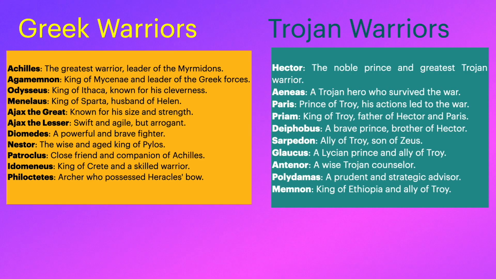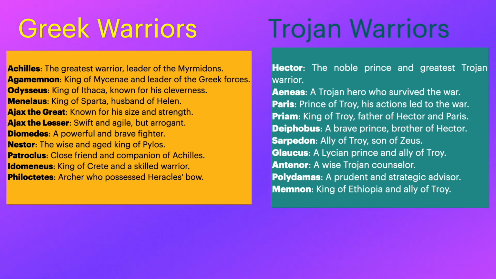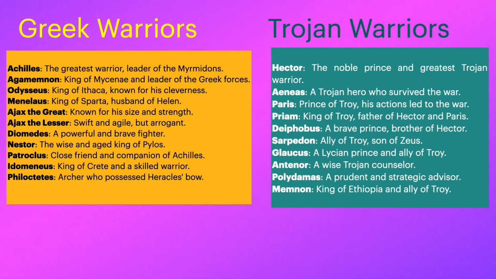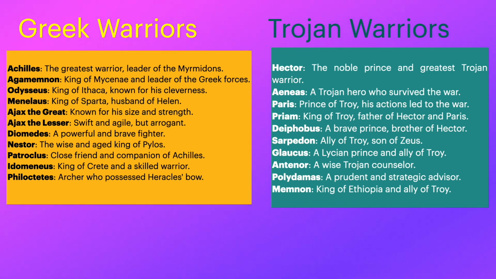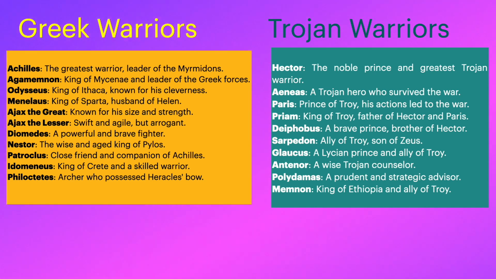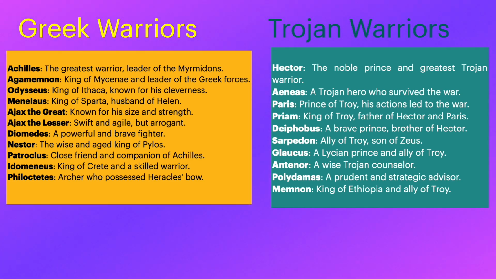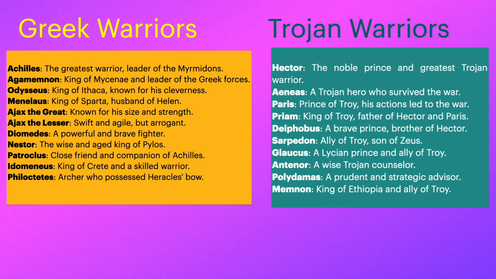From the Trojan side, we find a couple of warriors and they also played a very important part in the Trojan War. One of the most important warriors is Hector, the noble prince and greatest Trojan warrior. Aeneas, a Trojan who survived the war, who outlived the war. He didn't get killed in the war.